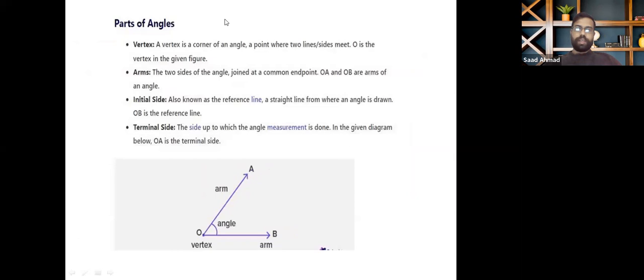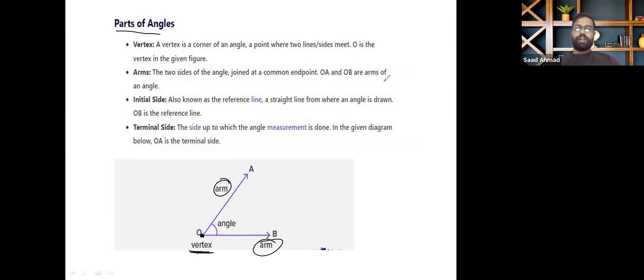Okay, so next there are some parts of an angle. Vertex. A vertex is a corner of an angle, a point where the two lines meet. O is the vertex. So this is the vertex here, where the two lines meet. This one is an arm, and this one is an arm. Two sides of the angle joined at a common endpoint.